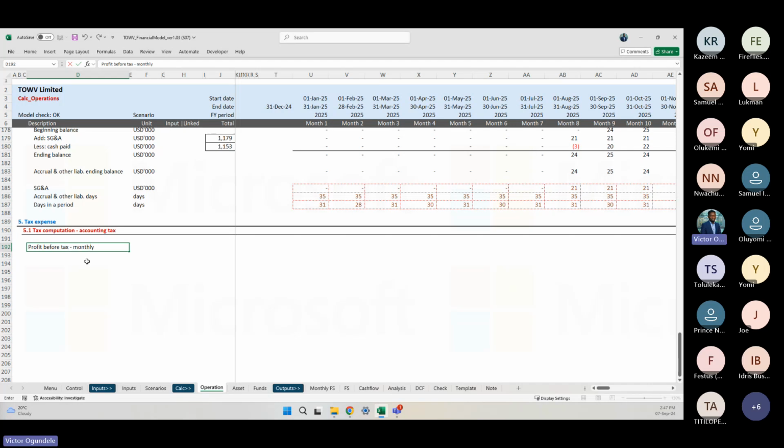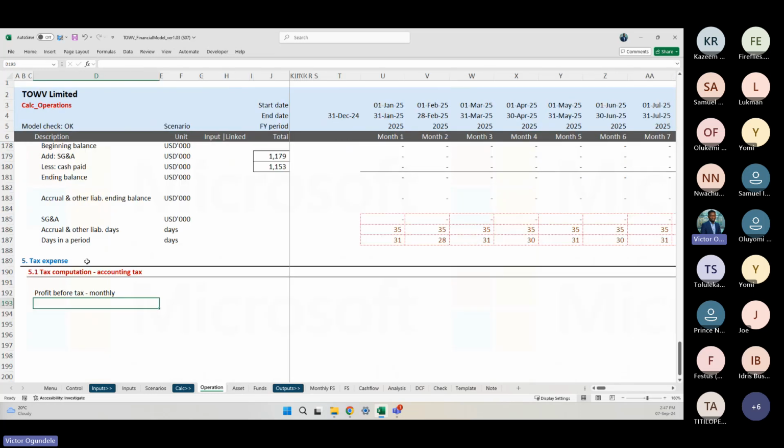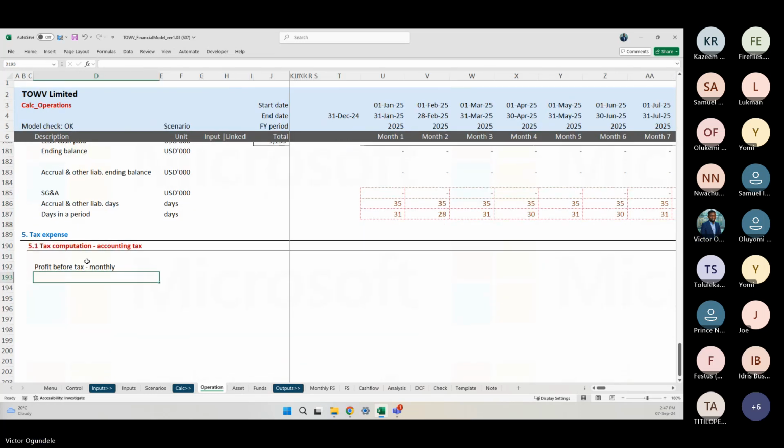This will be monthly. Okay. Then you now need your profit before tax on a 12-month basis, because it is on your 12-month basis that you'll be paying your tax. So it's not as if you pay tax monthly, right? You pay it at the end of the year.